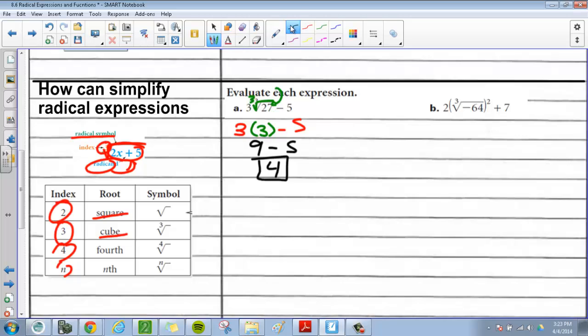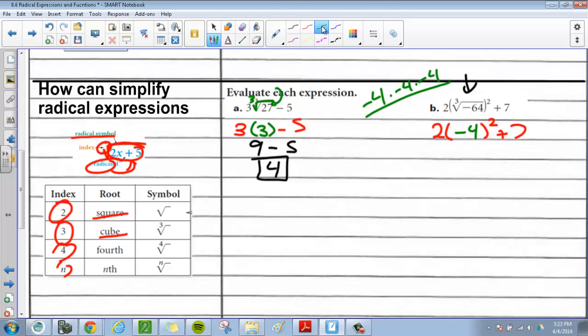Now let's move over to this problem right here and try to solve this one. Let's first start by solving the radical. So I have 2 times this, squared, plus 7. And we'll figure out what the cubed root of negative 64 is. What times itself 3 times is negative 64? Well, it's not 3. I think it's 4, but I'm pretty sure it's negative 4. Negative 4 times negative 4 times negative 4 is negative 64, so this would be a negative 4 right there.